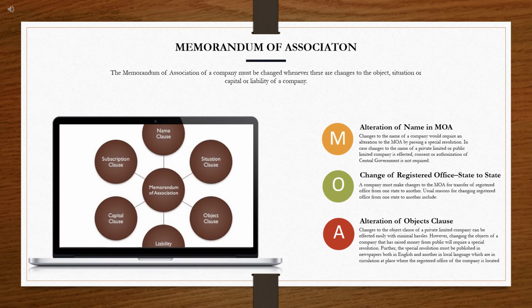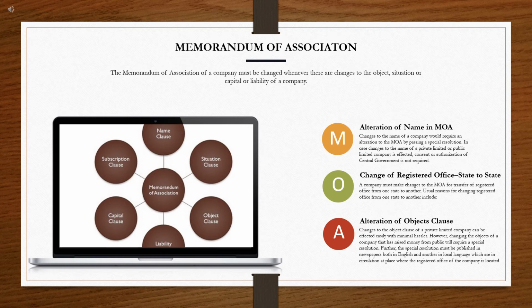A copy of the resolution should be filed with the registrar within a period of 30 days. Alteration of capital clause. A company can change its capital clause by the passing of an ordinary resolution in a general meeting. Alteration of capital may relate to subdivision of the shares, consolidation of the shares, conversion of shares into stock and annulment of unsubscribed capital.